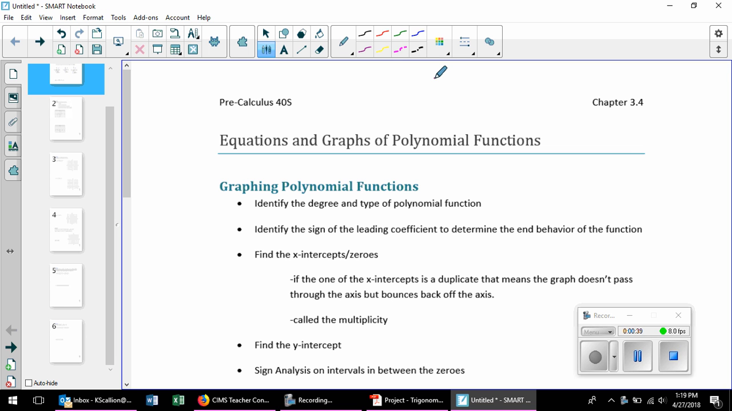So you need to identify the degree and the type of the polynomial function. So you're graphing a cubic, a quintic, a quartic, a quadratic, a linear. Identify the sign of the leading coefficient, because you need to know about the end behavior. Right? You need to know this stuff. We all know that.